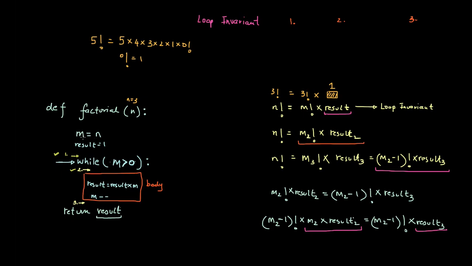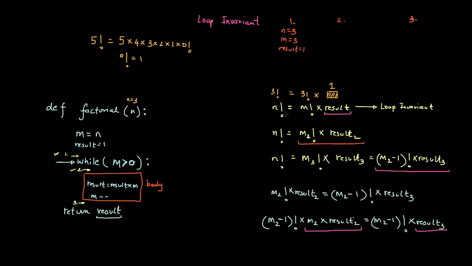If n equals 3, what is the value of m, n, and result at point 1? At the very first time, n is equal to 3. n hasn't changed, so n is still 3 at this point. What is m going to be? m is going to be 3. And at point 1, what is result? Result at that point is equal to 1.